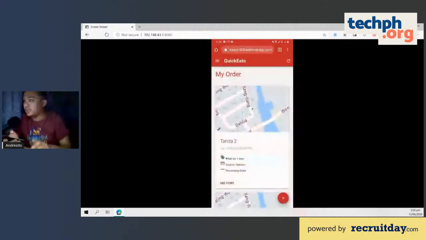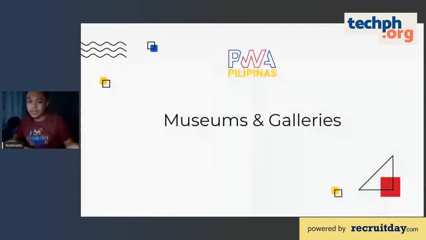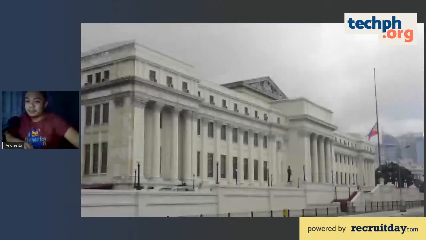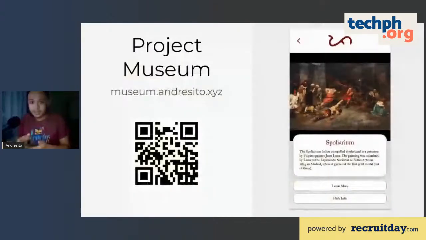That's so cool. Okay, how about museums and galleries? This is an example I've made. Let's say, for example, you are at the National Museum and you wanted to know about the different artworks that are in there. Using machine learning and progressive web app, we can make that experience really enjoyable. So this is Project Museum. Let's try that.